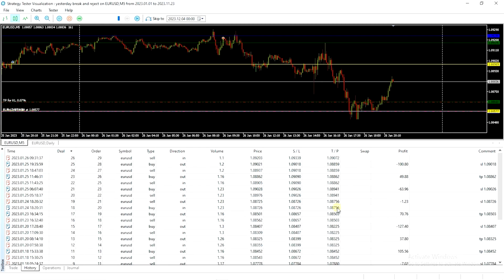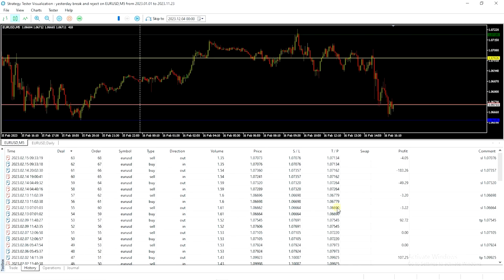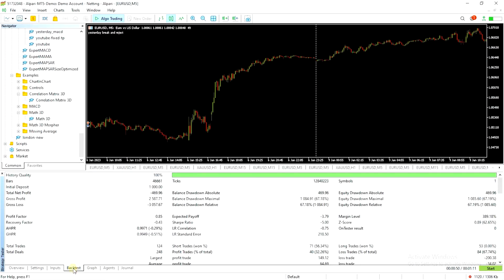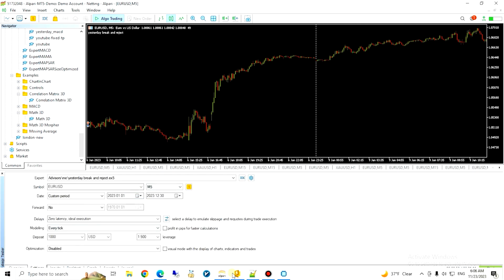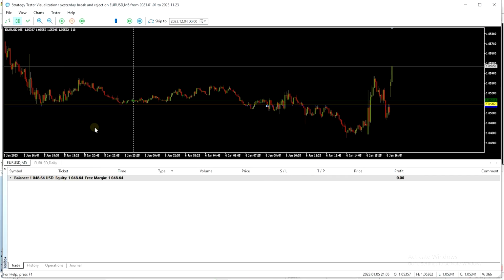Now I will test this strategy so we can see how it performs in the past years. I'll test it on Euro for 2023. So we had minus 46% for the Euro M5 chart. I want to show you the position so we can see how exactly it works.